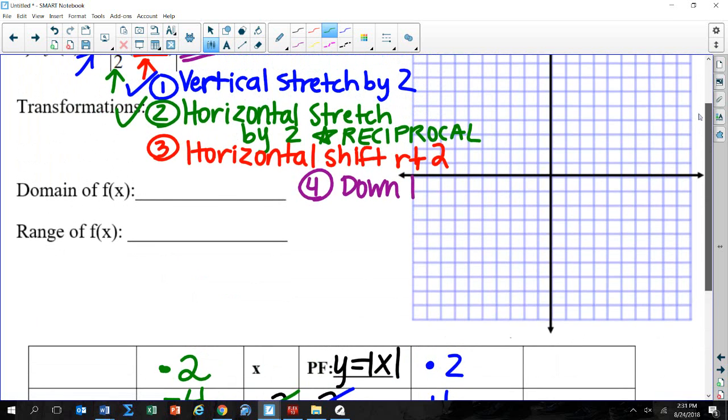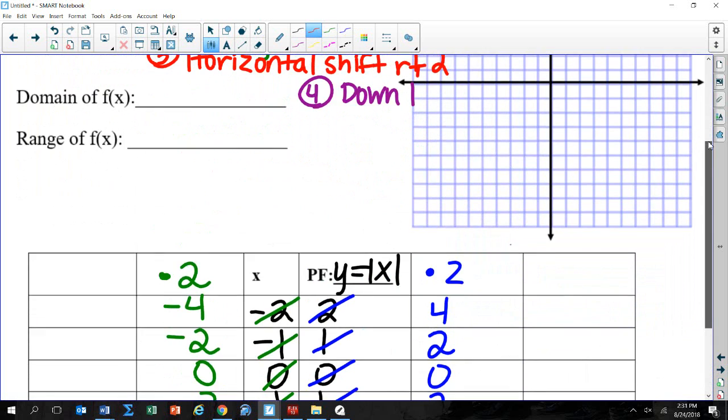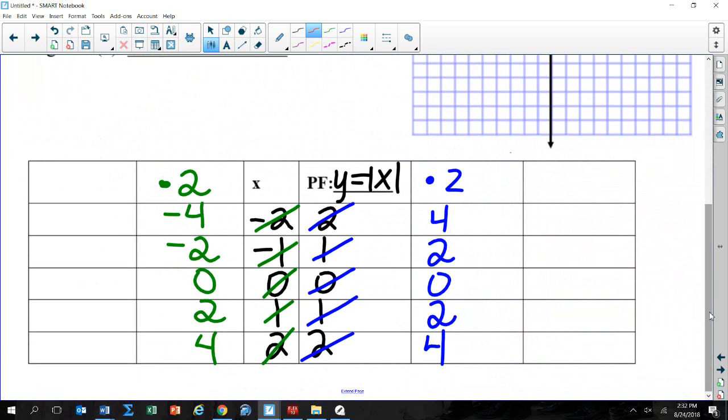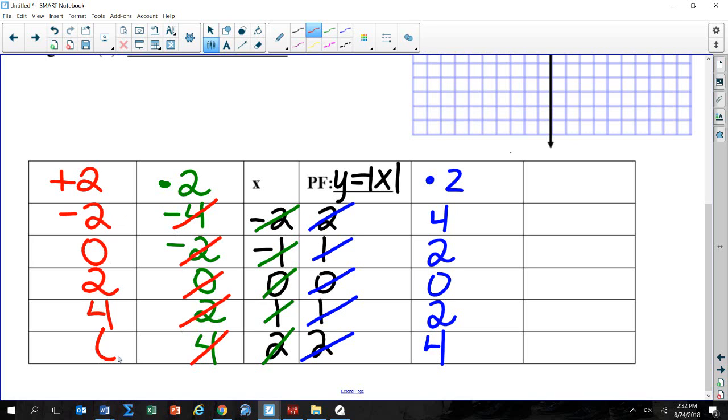Okay. Then we have a horizontal shift right 2. And if it's horizontal, what's changing? X or Y? X. So shift right 2. What am I going to do to my x values? Add 2. Perfect. All right, so let's go over here. I'm building off my x values again. So -4 plus 2 is -2. -2 plus 2 is 0. 0 plus 2 is 2. 2 plus 2 is 4. And 4 plus 2 is 6.